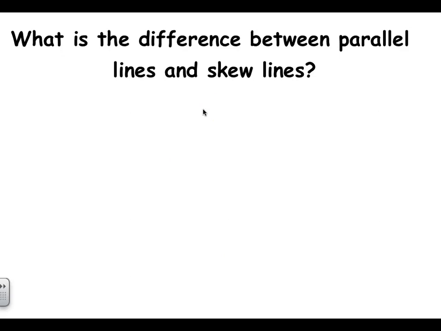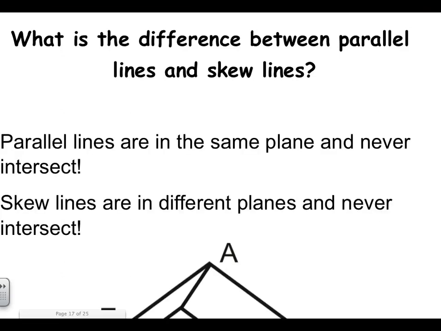So these were our vocabulary words, so go ahead and tell me what's the difference between parallel and skew lines. So press pause. You remembered that parallel lines and skew lines are never going to intersect. However, parallel lines are in the same plane, and then skew lines are in different planes. So that's the only difference. Parallel's in the same, skew is in different.